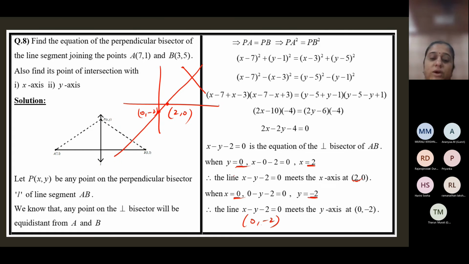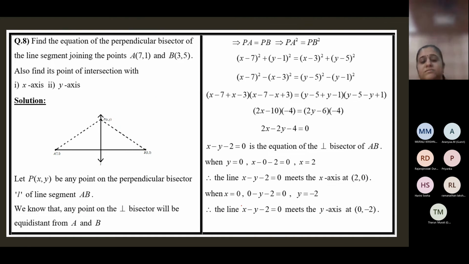So to find the points where it cuts the x and y axes, for the x-axis you need to take y is 0, and for the y-axis you need to take x is 0, because on the x-axis y is always 0, and on the y-axis x is always 0. So take 0, find the corresponding values of x and y, and you can make the points. Understood, children? Say yes or no. Yes, ma'am. All right, children.